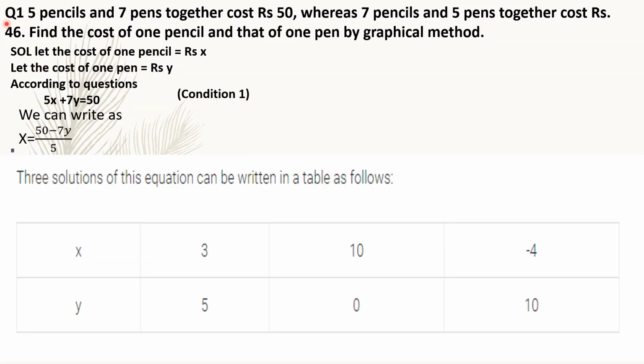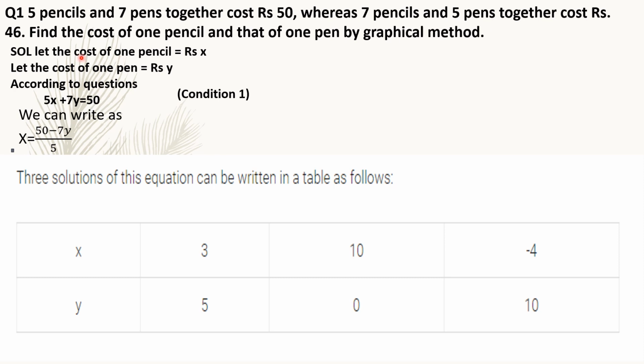Let us come to question number one. 5 pencils and 7 pens together cost rupees 50, whereas 7 pencils and 5 pens together cost rupees 46. Find the cost of one pencil and that of one pen by graphical method.